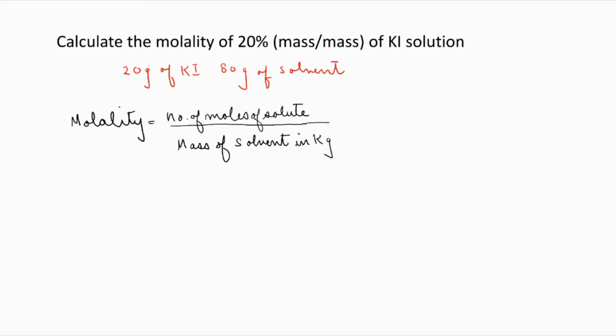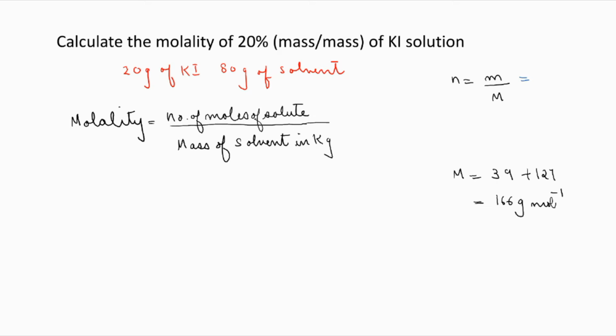What is the shortcut formula to calculate number of moles? Number of moles will be equal to given mass divided by molar mass. For that, again we need the molar mass of potassium iodide. What will be the molar mass of potassium iodide? Potassium will be 39 plus iodine will be 127 gram per mole. So together you will be getting 166 gram per mole. Agreed?